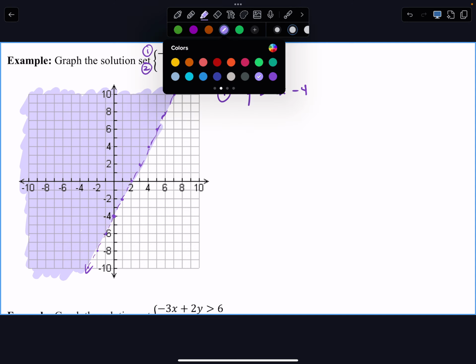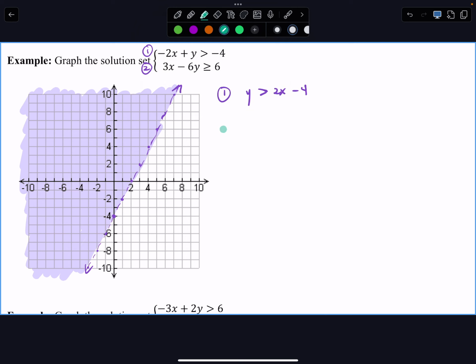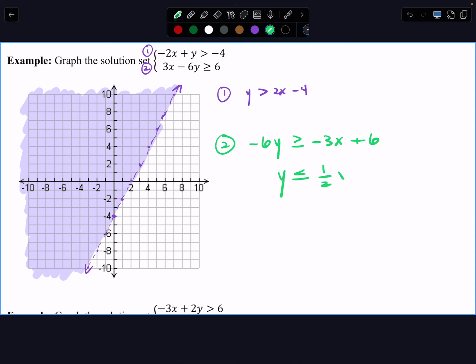And then maybe I'll do green for the second one. So taking the second, oops. So -6y is greater than or equal to -3x. So getting that boundary line into slope-intercept form, remembering to flip the inequality when I divide by -6. And then graphing that. So up 1, right 2, up 1, right 2, up 1, right 2, up 1, right 2.